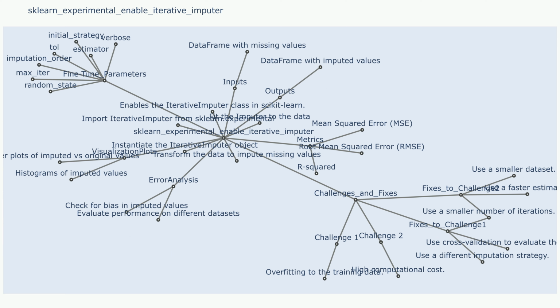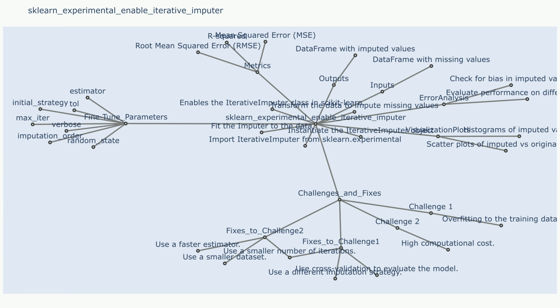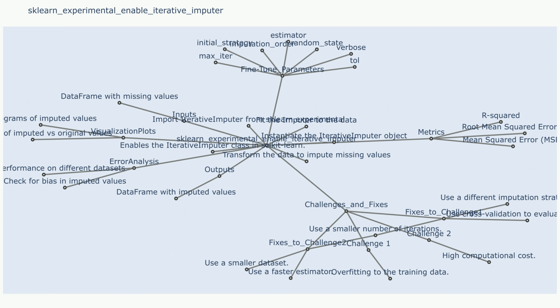Estimator. This parameter defines the estimator to be used for imputing the missing values. You can choose from various estimators like linear regression, Bayesian ridge, or decision tree regressor. Outputs. X imputed. This is the output feature matrix with the missing values imputed using the chosen estimator.